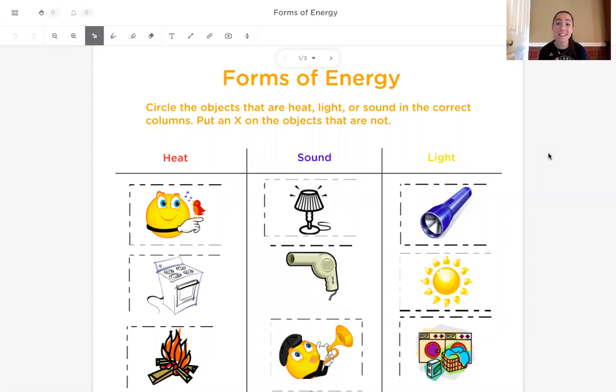Today we are going to sort the three types of energies that we've learned about so far. We've learned about heat, which is something that makes things hotter. We've learned about sound, something that makes noise. And we've learned about light, something that makes things brighter.